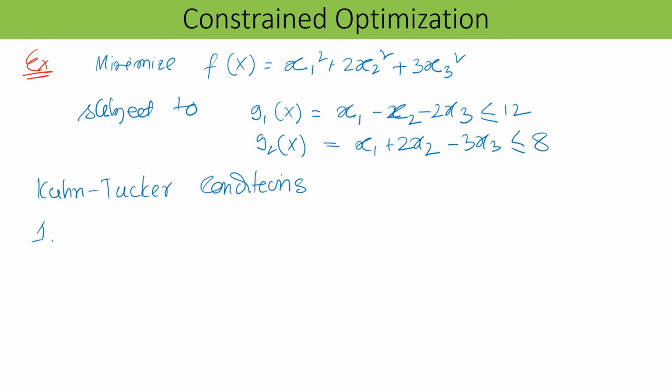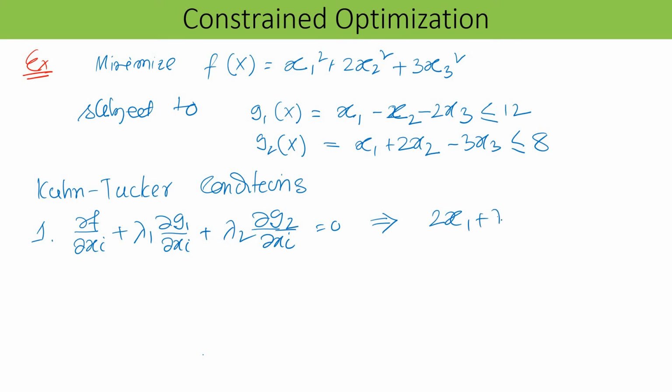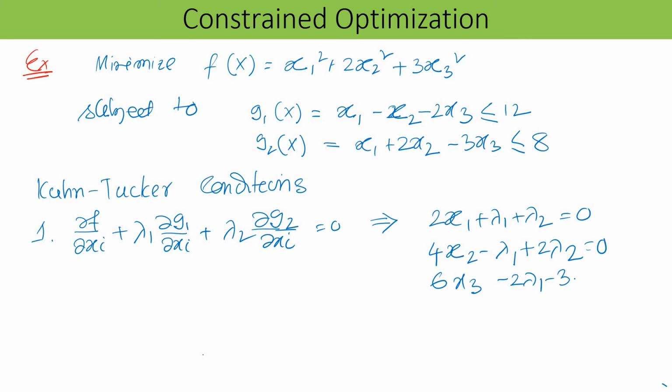what is the first condition? The first condition is that del f by del x_i plus lambda 1 del z1 by del x_i plus lambda 2 del z2 by del x_i is equal to 0, since we have two constraints here. So if I do that, I will get twice x1 plus lambda 1 plus lambda 2 equal to 0, then 4x2 minus lambda 1 plus twice lambda 2 equal to 0, and 6x3 minus twice lambda 1 minus thrice lambda 2 equal to 0.